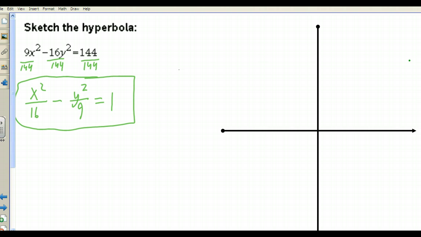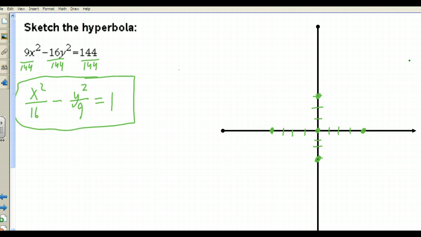Okay, to graph this, all you do is you put your center here at 0, 0. Underneath x is how far you go right and left, just like it was with ellipses. So when you go 4 units to the right, make a point. 4 units to the left, make a point. And you go 3 units up because underneath y is vertical. So we go up 3 units, 1, 2, 3, make a point. Down 3 units, 1, 2, 3, make a point.